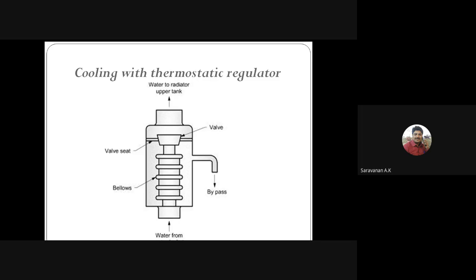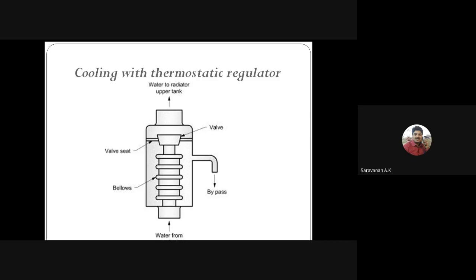Then the cold water and the hot water flows will start. Even when the engine is in stop condition, there is some temperature difference, so at that time it will work. You can see the diagram.